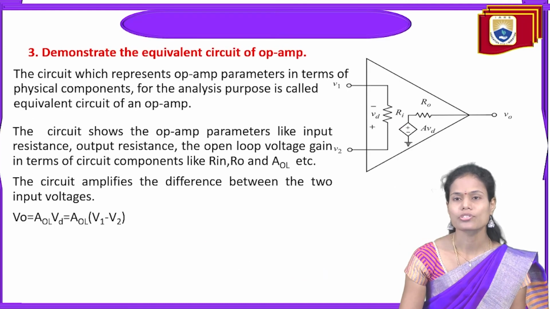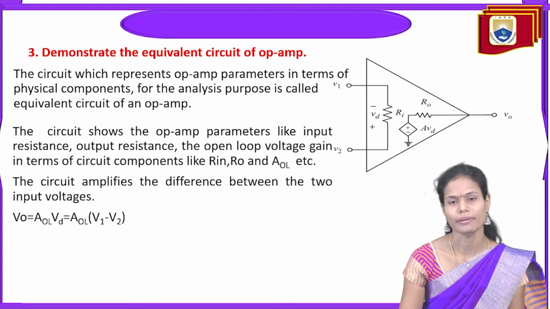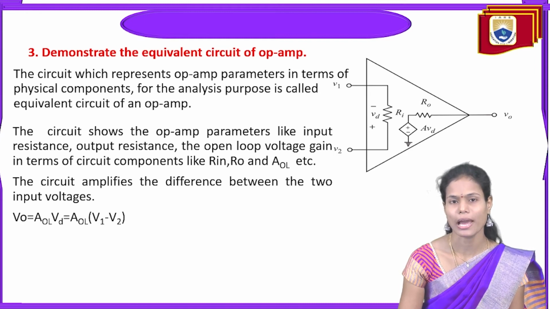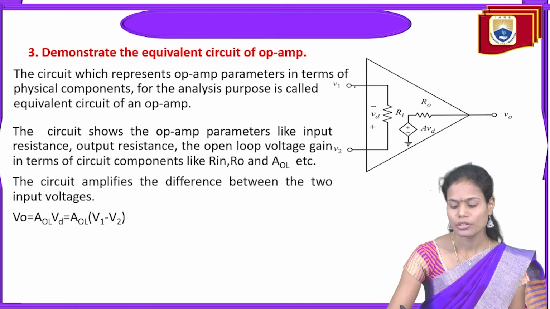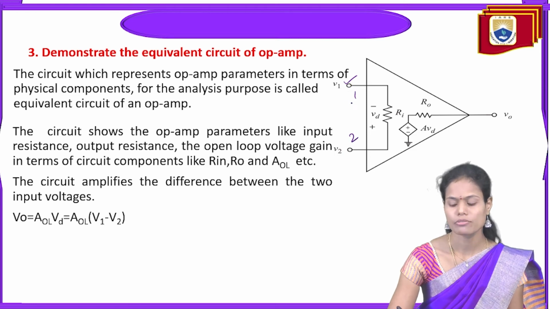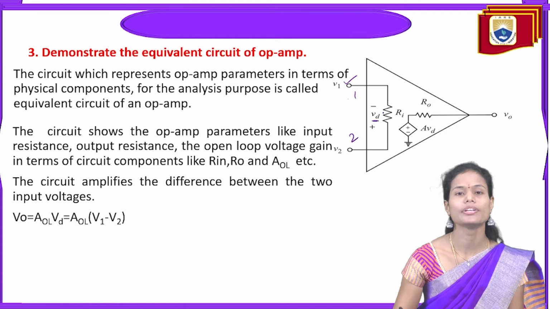And we're coming to the next question, that is, demonstrate the equivalent circuit of operational amplifier. We have already known that the internal stages of an operational amplifier consist of different differential amplifiers, and because of that reason, in the operational amplifier also we have two terminals. So the two input terminals we are indicating with 1 and 2 here. For the two input terminals we are providing the two input voltages. So the differential voltage across the two terminals we are taking as VD here.